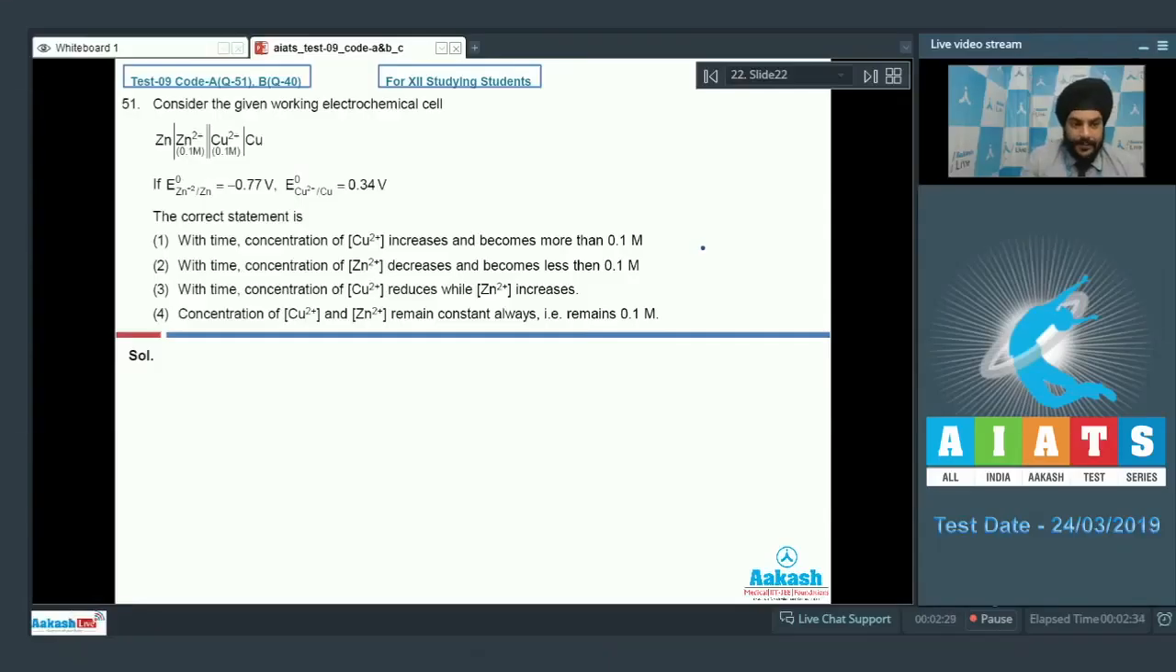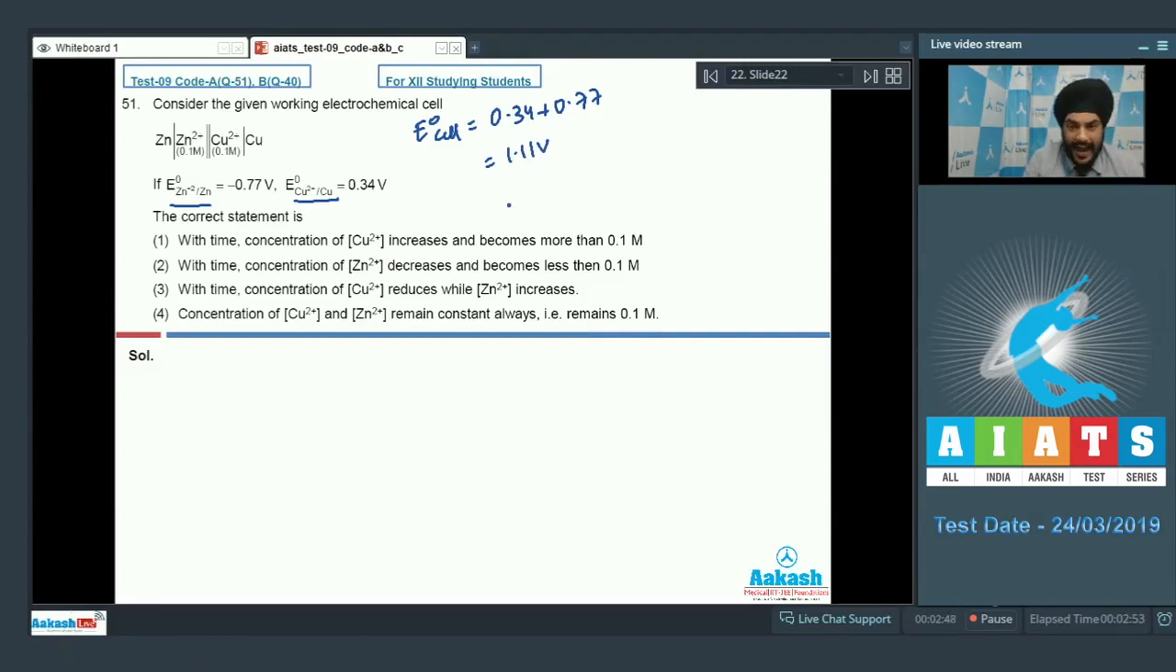Let us look at question number 51, students. Consider the given working electrochemical cell. So we have been given a zinc anode and a copper cathode. The E0 values have been given to us. We can clearly see that the E0 of the cell will come out to be equal to 0.34 plus 0.77, which is equal to 1.11 volt.